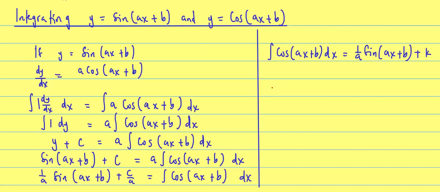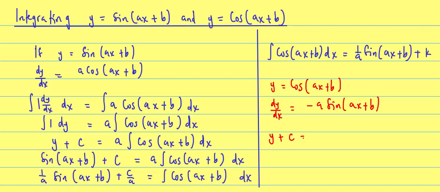Now if we argue along the same lines and we are given that y is now equal to the cosine of ax plus b, then my dy by dx is going to be equal to minus a sine of ax plus b. Integrating both sides as before means that on the left hand side I'm going to have y plus some c is going to be equal to minus a multiplied by the integral of sine ax plus b with respect to x.